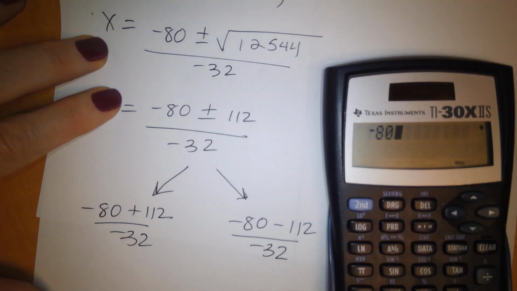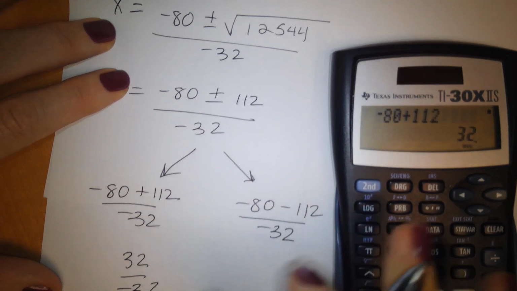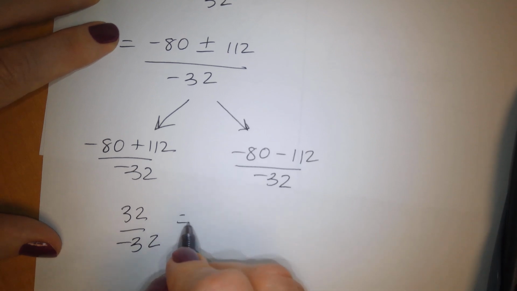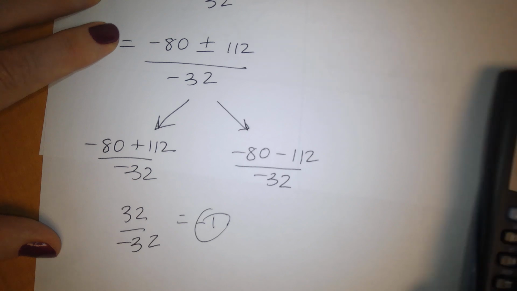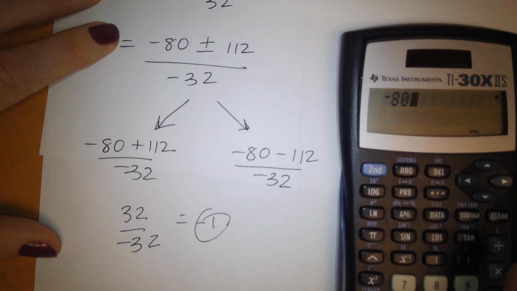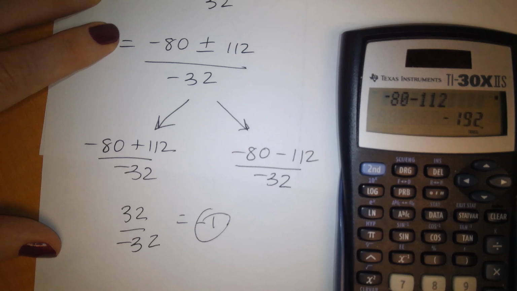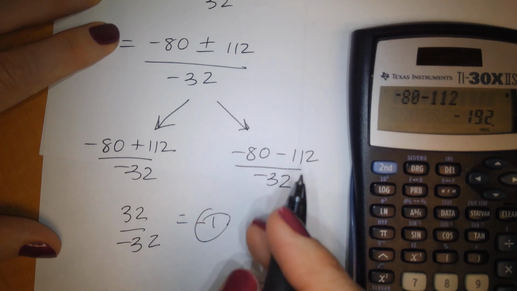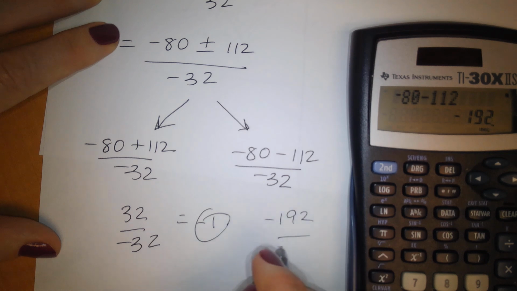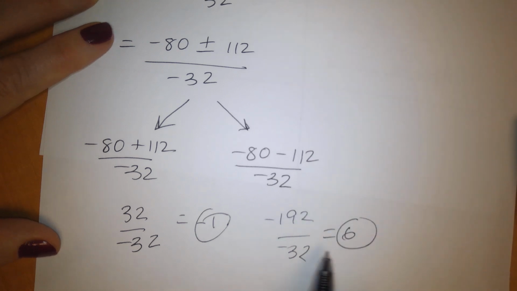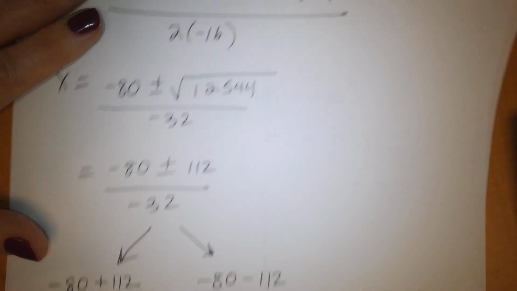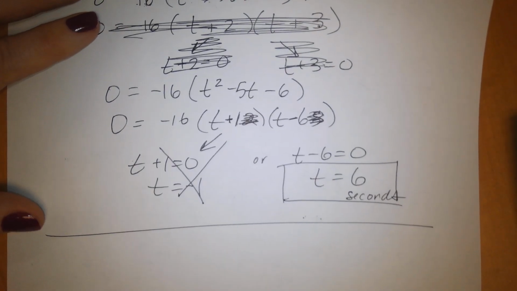So negative 80 plus 112 is 32, divided by negative 32. Well, that's negative 1. Over here, negative 80 minus 112 is negative 192, divided by negative 32 is 6. So you can see that we get the exact same two answers that we did on the previous page using factoring.